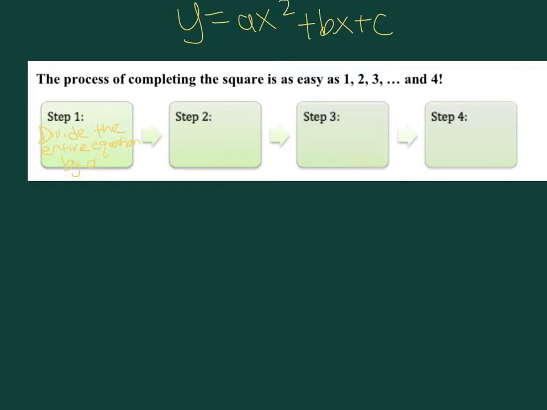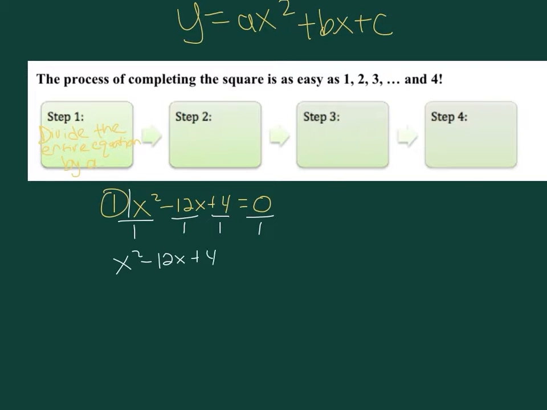So I'm going to do example 1 as we write down the steps to show you an example of how to do this. Example 1 says x squared minus 12x plus 4 equals 0. Well, the a value is 1, so we can divide every term by 1. It's not going to change anything since we're dividing by 1. But there is our first step in the process of completing the square.